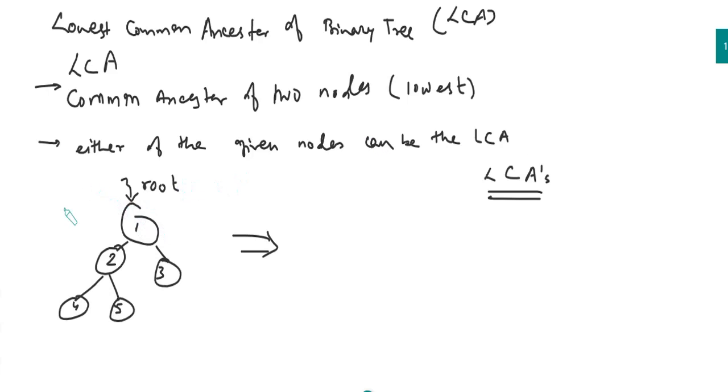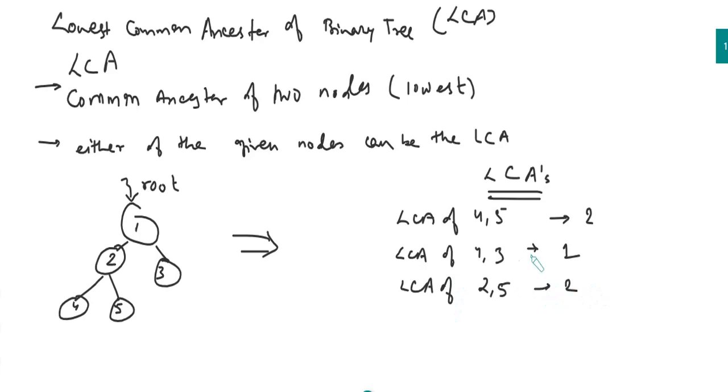So we can see that we have provided a binary tree here with node values as 1, 2, 3, 4, 5, and we are going to find the LCA of the given two nodes. Here LCA of 4 and 5 is 2, LCA of 4 and 3 is 1, LCA of 2 and 5 is 2. Let's see how we are achieving these results.